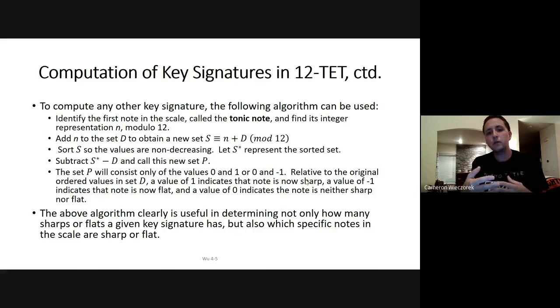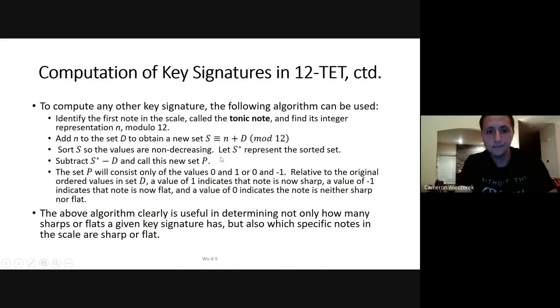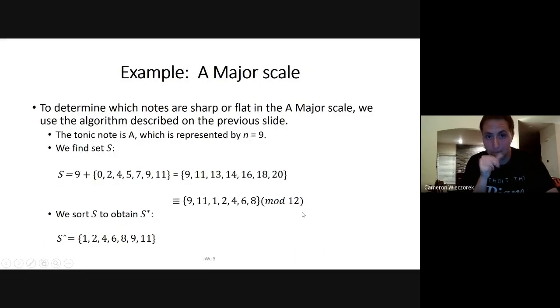So this algorithm not only tells you how many sharps or flats you're going to end up with in a key signature, but it's going to tell you, relative to the original position in the C major scale, which specific notes are actually sharp and flat. So let's start with an example.